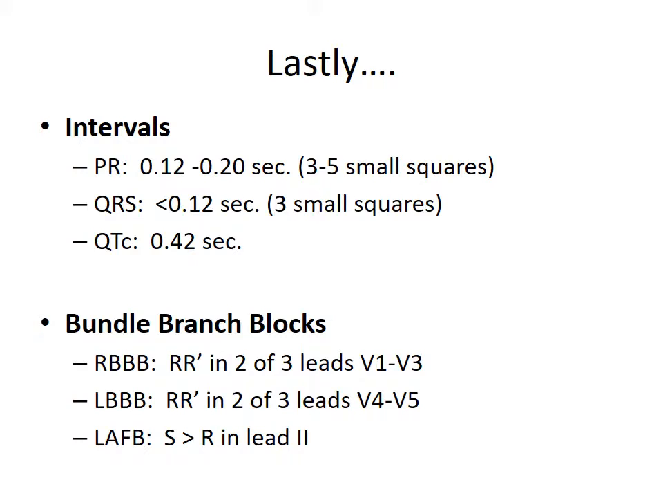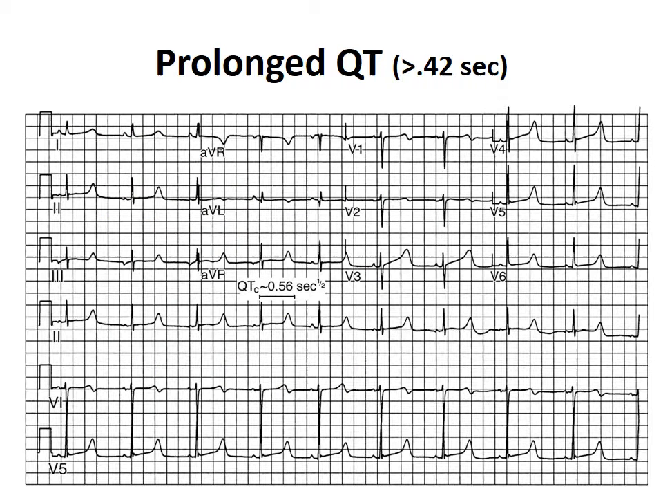Bundle branch blocks, we need to talk about that. Those are the bunny ears, as we call them, the RR prime, we'll cover it in a minute, in 2 or more leads out of V1 through V3 or V4 through V6. And those are going to correspond to the right bundle branch in V1 through V3 or the left bundle branch in V4 through V5. Left anterior fascicular block, the LAFB, I think you can ignore for now.